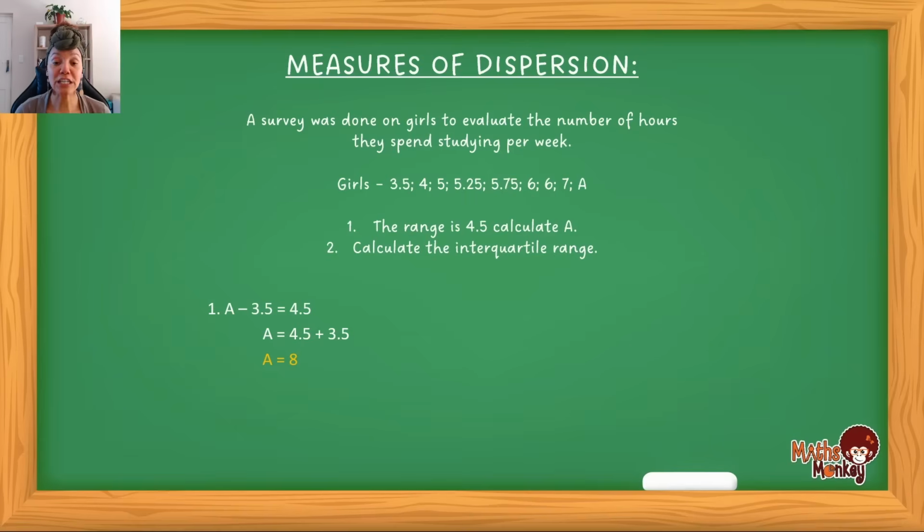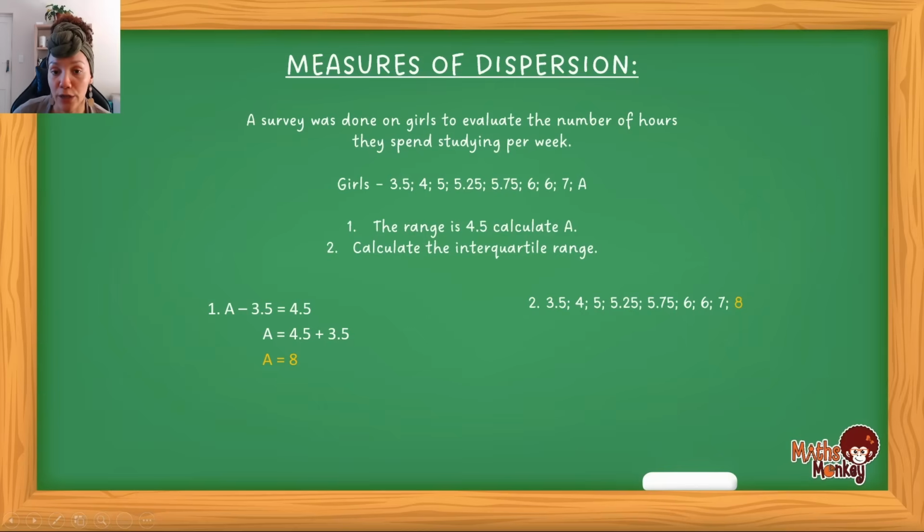To calculate the interquartile range, I have to take quartile 3 and subtract quartile 1. So let's see how we do this. First, you have to put the values in ascending order. Always. Whenever you're working with dispersion, your numbers have to be in order. It starts at 3.5 and works its way up to A, which we calculated was 8.